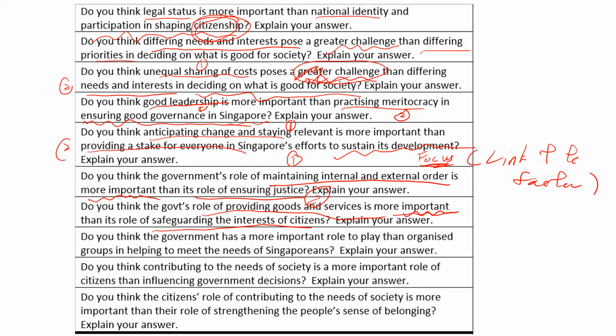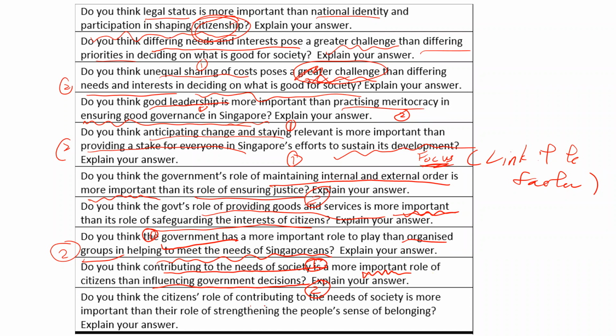Explain. Do you think the government has a more important role to play than, so now we have a comparison of different groups. Do you think the government, factor 1, or do you think organized groups are more important to meet the needs of Singaporeans? So you need to write one paragraph on how the government meets the needs of Singaporeans. You write one paragraph on how the organized groups meet the needs of Singaporeans. Do you think contributing to the needs of society or influencing government decision is more important? Is it more important for citizens to help out people directly, or is it more important to ask governments to try and fix the situation? So citizens, you help out directly, you can be very fast. But asking for government decisions is also important because government have a lot of resources, a lot of manpower.